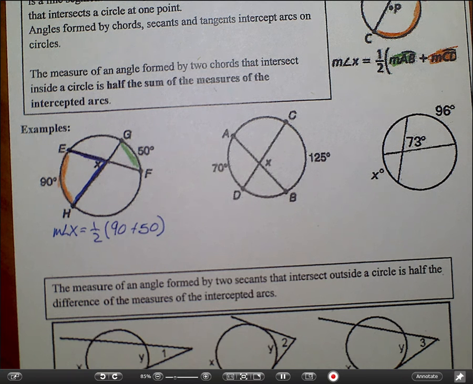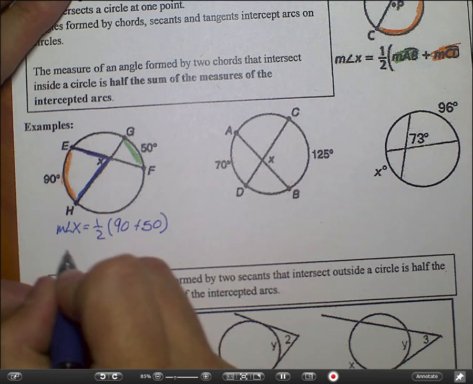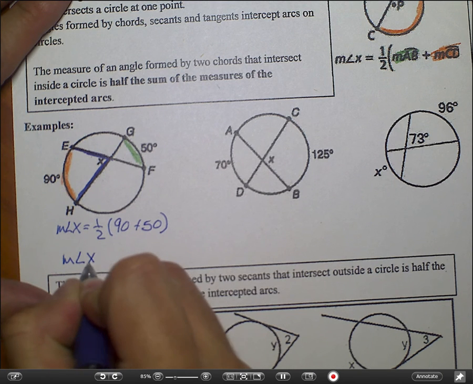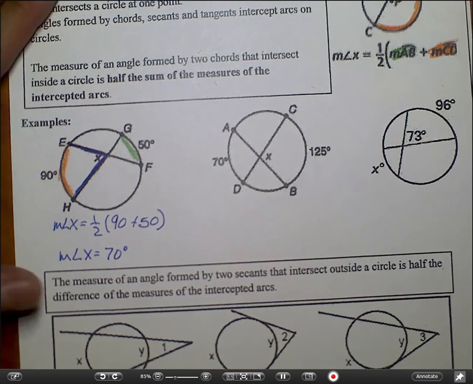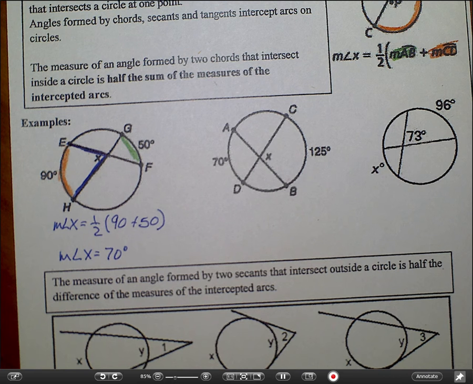Okay. I need to go round 2 on this one. I'm sorry for throwing you. 90 plus 50 is how much? 140. What is half of 140? 70. Okay. Are we good? I get it though. Is there any questions over this? This should be easy. If anyone has a question, you got to speak now. Javier, what do you got?